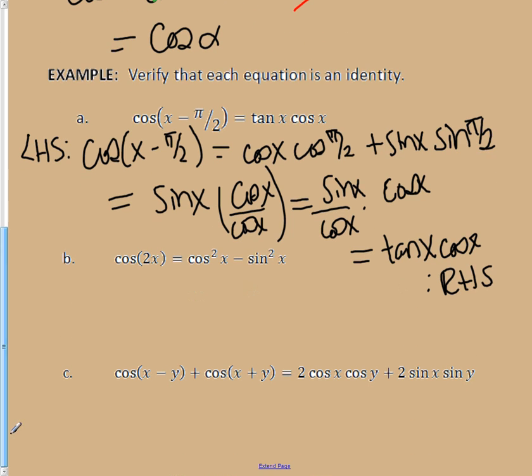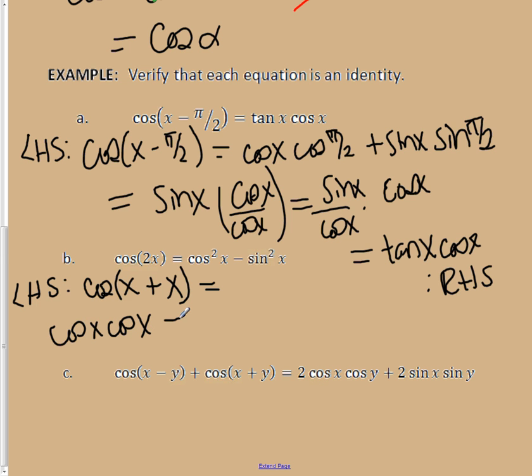And as I look at my next two examples, once again the cosine of 2x, typically I like to work with the one that has the most terms. However, on this side, I would personally work with the left-hand side again. And the reason I'd work with the left-hand side is because I have the cosine of 2x is the same thing as x plus x, which means this is equal to the cosine x, cosine x minus sine x, sine x, which happens to be the cosine squared x minus the sine squared x, which is the right-hand side.